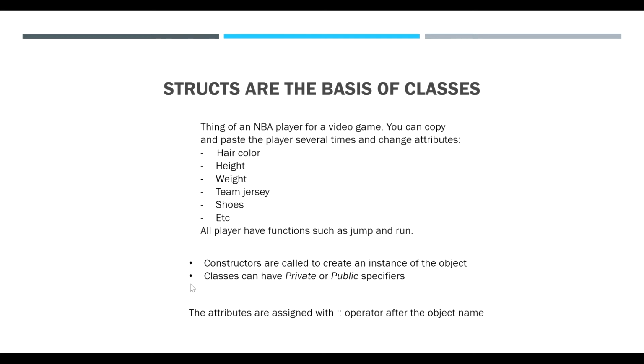So constructs are called to create an instance of the object. Classes can have private or public specifiers. The attributes are assigned with the dot operator after the object name.